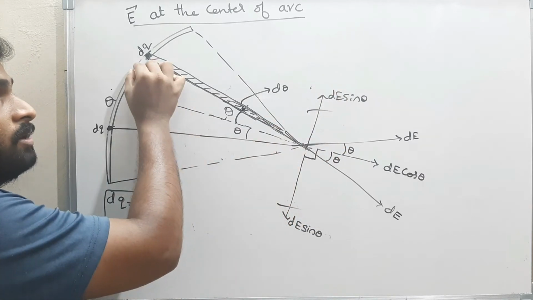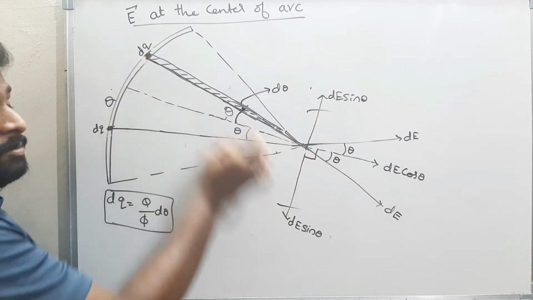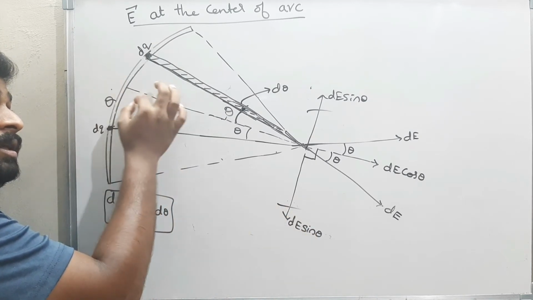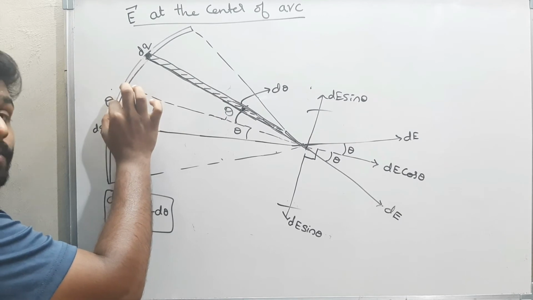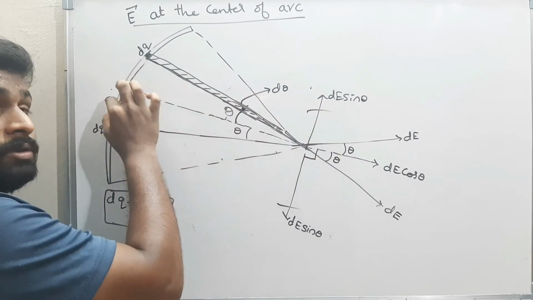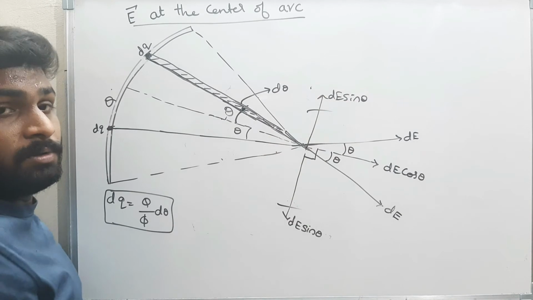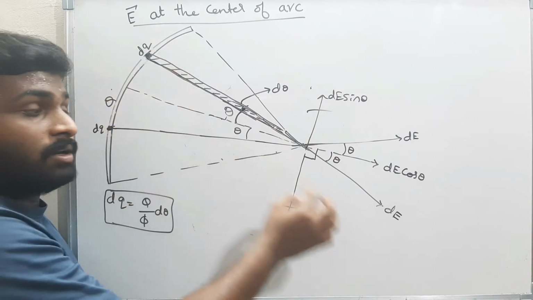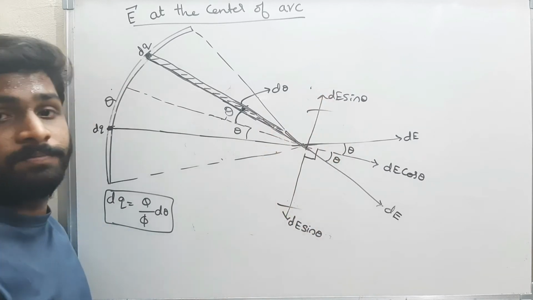If I assume a small dq here, this will also give some dE sin theta. Again, for the same one, if I assume this side of the line, that one also will give me dq, and that one also will give me the dE sin theta, which will be cancelled off. That means for every component here, there will be one more component here such that the dE sin theta of both will be cancelled off.